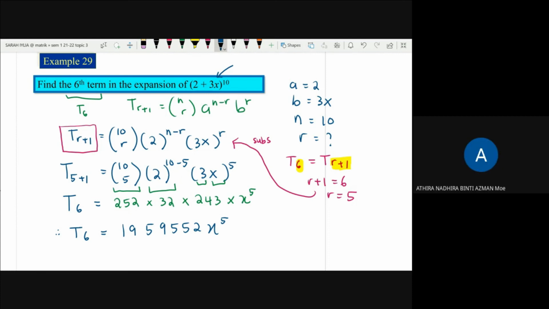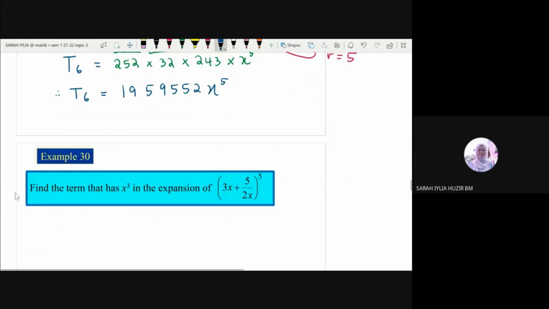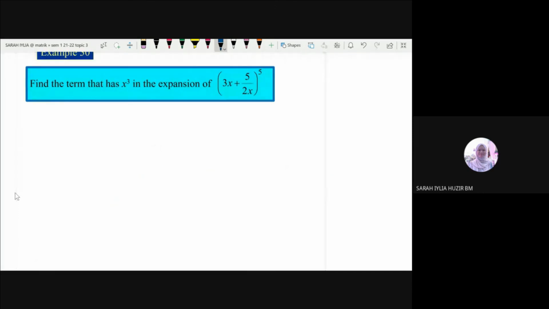Kita practice lagi satu. Dia nak habis masa rupanya. Okay, saya practice lagi satu. Find the term that has x cube in the expansion. Okay, ni pun sama. Dia nak minta term yang ada x cube. Kalau awak nampak dalam soalan tu tak ada word expansion, confirm awak kena guna formula TR plus 1. So, saya tulis semula formula TR plus 1 NCR A N minus R B power R.